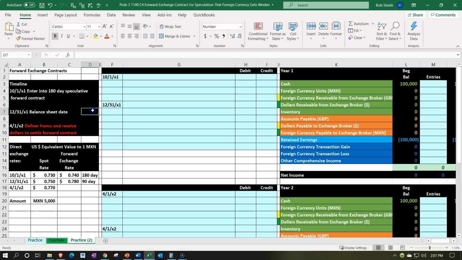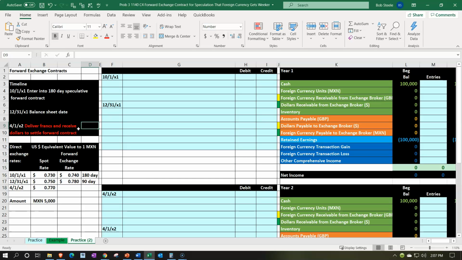Then we're going to have to make an adjustment for it at the end of the year because there's going to be an adjusting entry, and then it will be coming due 180 days from the point in time that we put it on the books, which is 10/1/X1, which will be 4/1/X2, that being in the following year. Why would we do this?